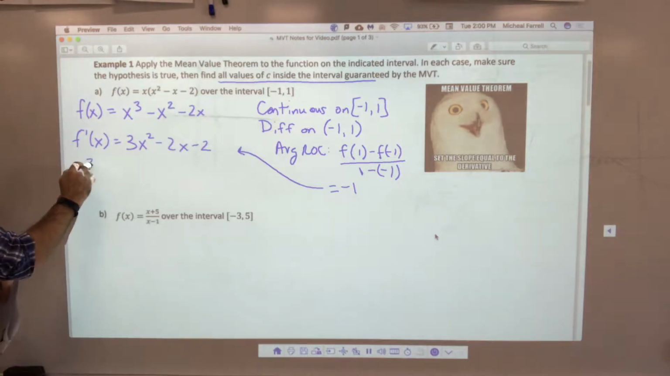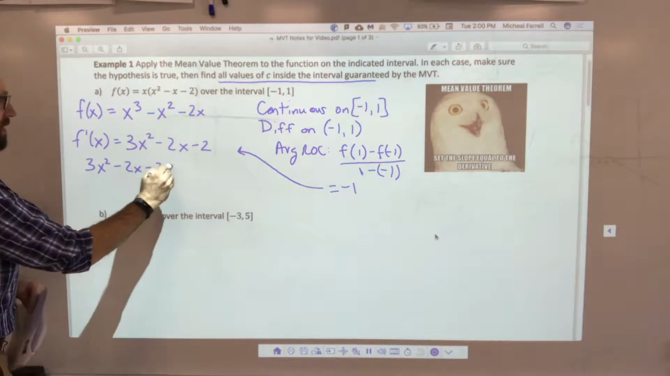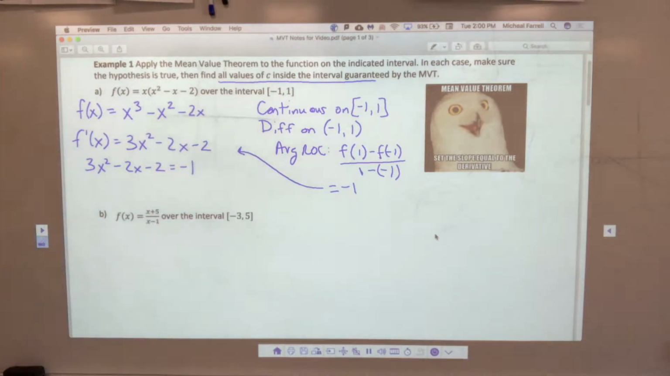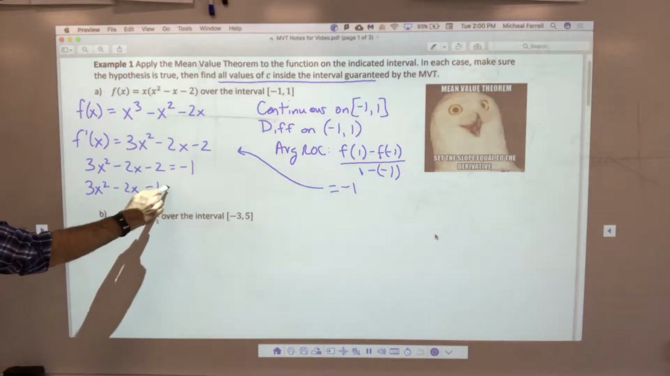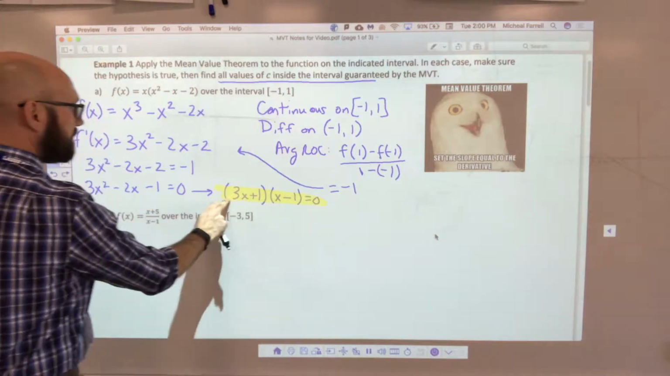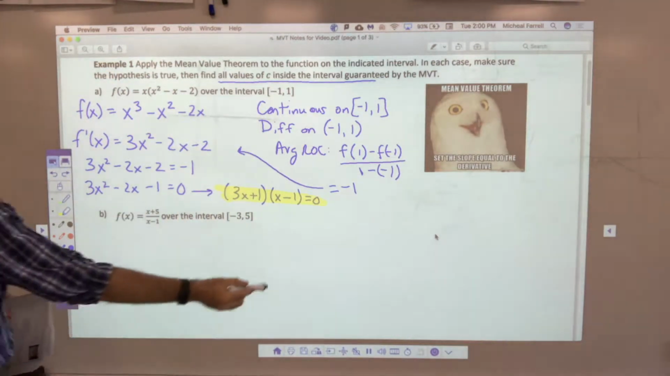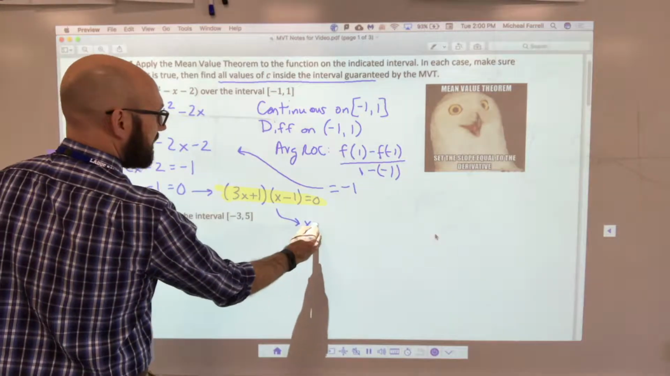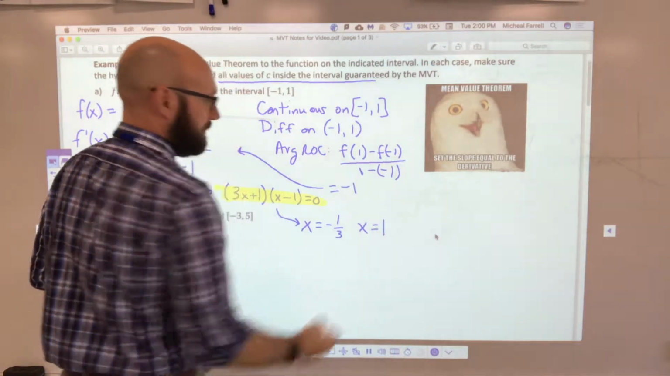So we go ahead and set that up. 3x squared minus 2x minus 2 equals negative 1. Then from there, I've got a quadratic to solve. So we'll go ahead and go 3x squared minus 2x minus 1 equals 0. We've got this factored out. From there, we're going to find both of those solutions. It looks like I get x equals negative 1/3 and x equals 1.